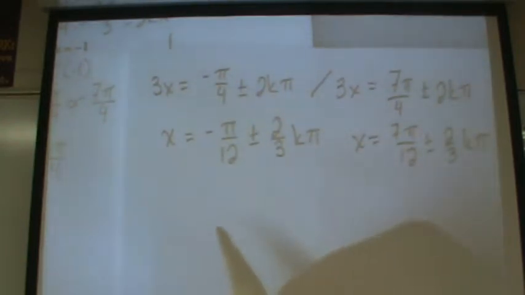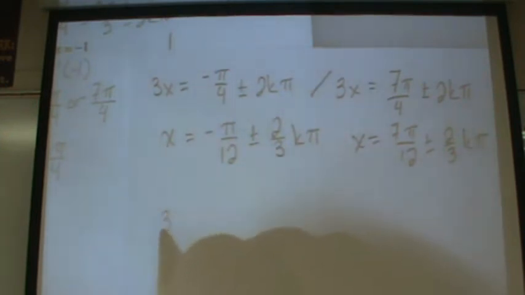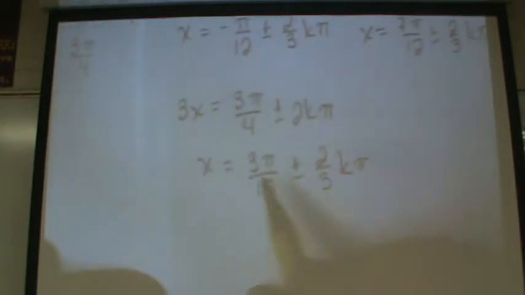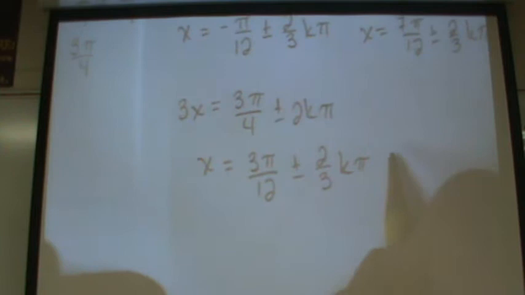Then we also have our 3 pi over 4. So 3x equals that 3 pi over 4 plus or minus 2k pi. And again, you're going to divide by 3. So you're going to get x equals 3 pi divided by 12 plus or minus 2 over 3k pi. And this reduces to pi over 4 plus or minus 2/3 k pi.